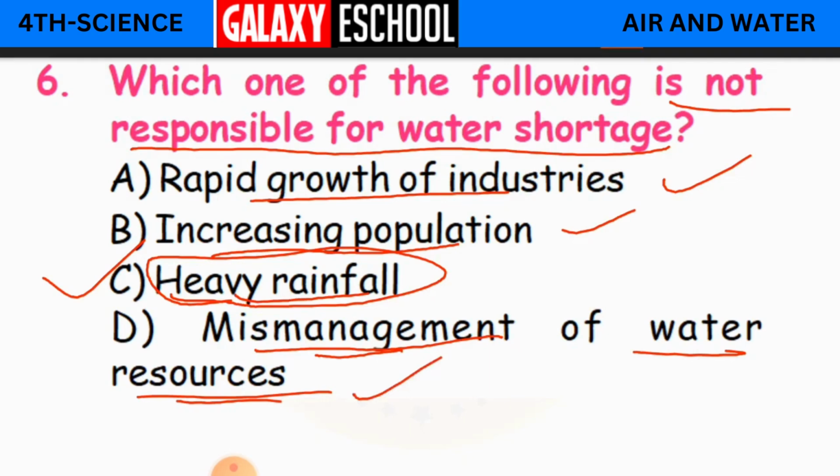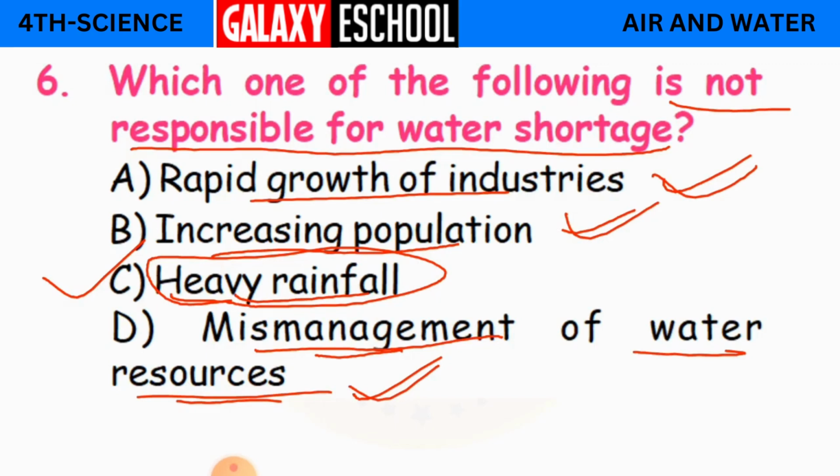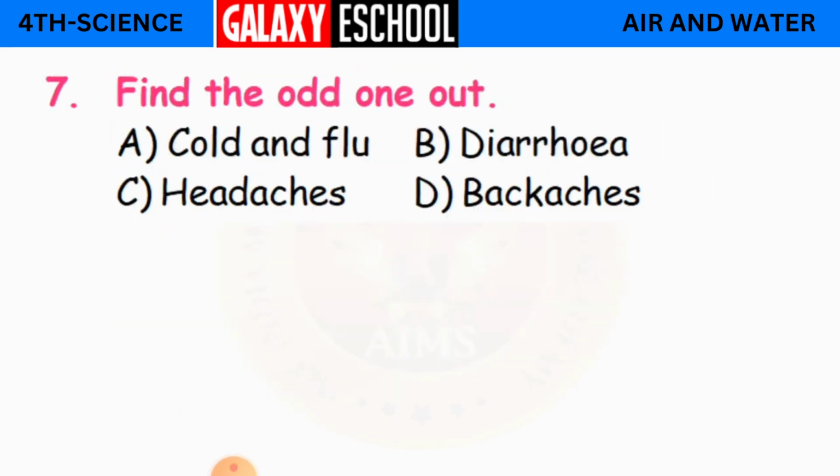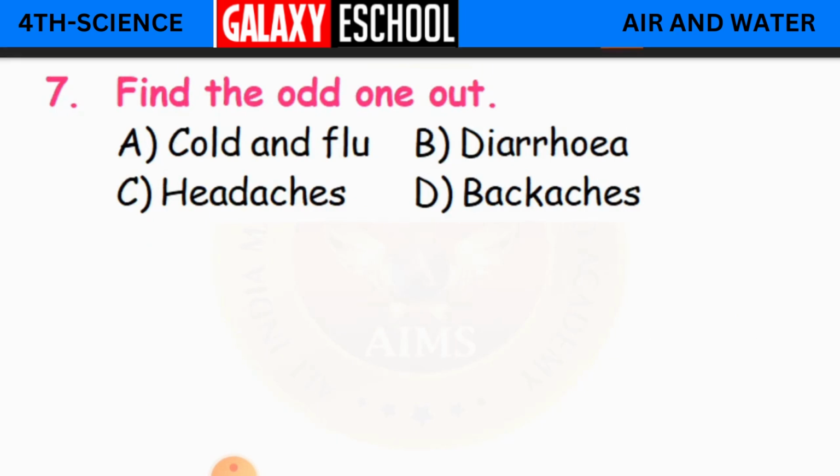Okay, children, if you get a question like which is responsible for water shortage, then you can answer any of these 3 points. But our question is which is not responsible for water shortage. So that is why heavy rainfall is the answer. Clear, children? Yes, now find the odd one out.